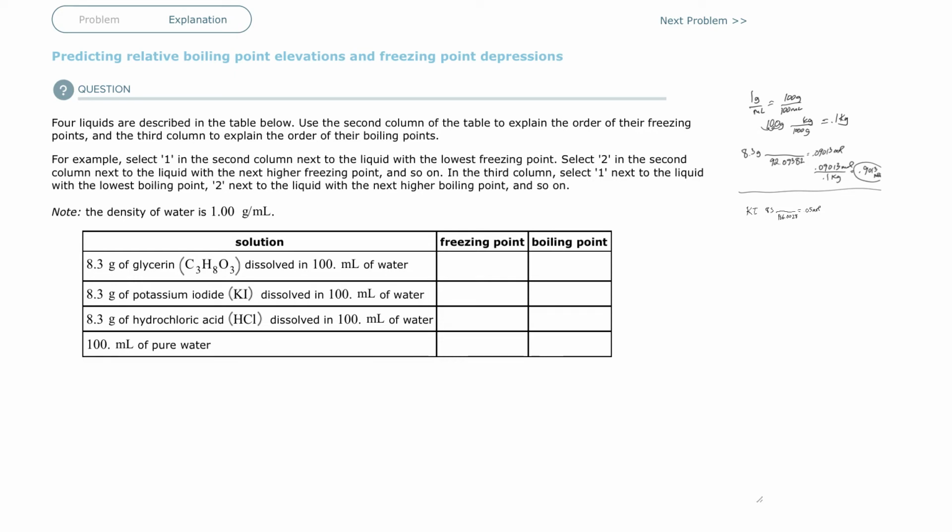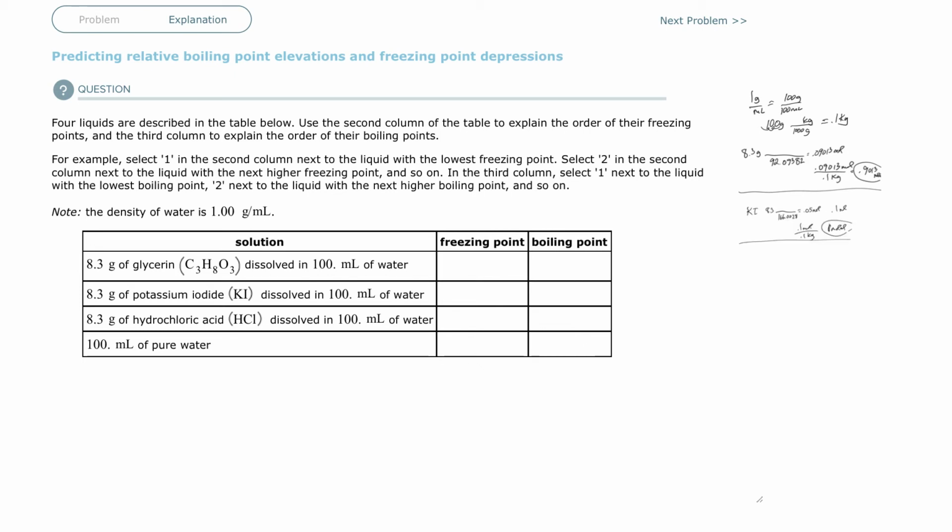So I'm going to have 0.05 moles of the potassium and 0.05 moles of the iodide. So I'm going to have to double this: 0.05 times 2, so I'm going to have 0.1 moles of particles. So when I have 0.1 moles of particles over 0.1 kilograms, I'm going to have 1, not 0.1, 1 molal is the KI. Okay, that's your second one.